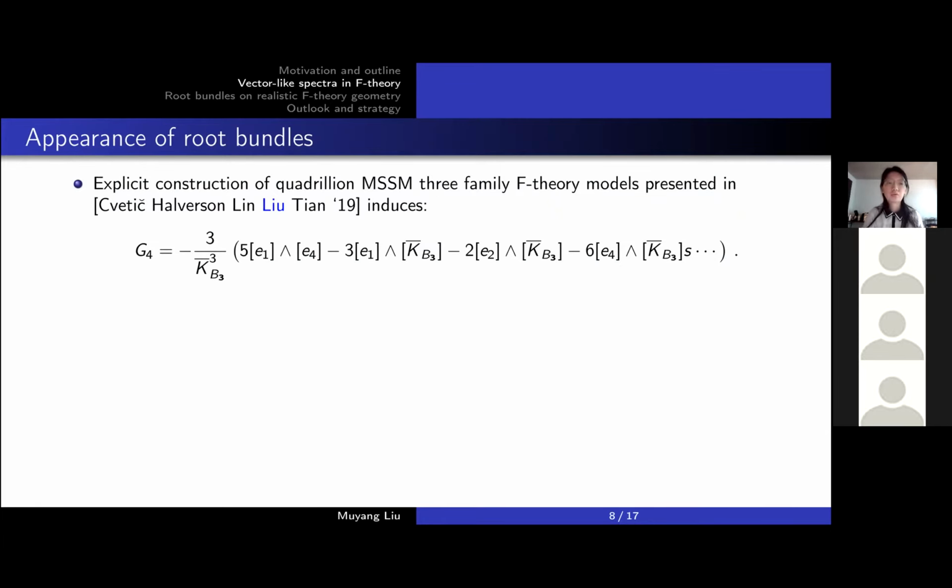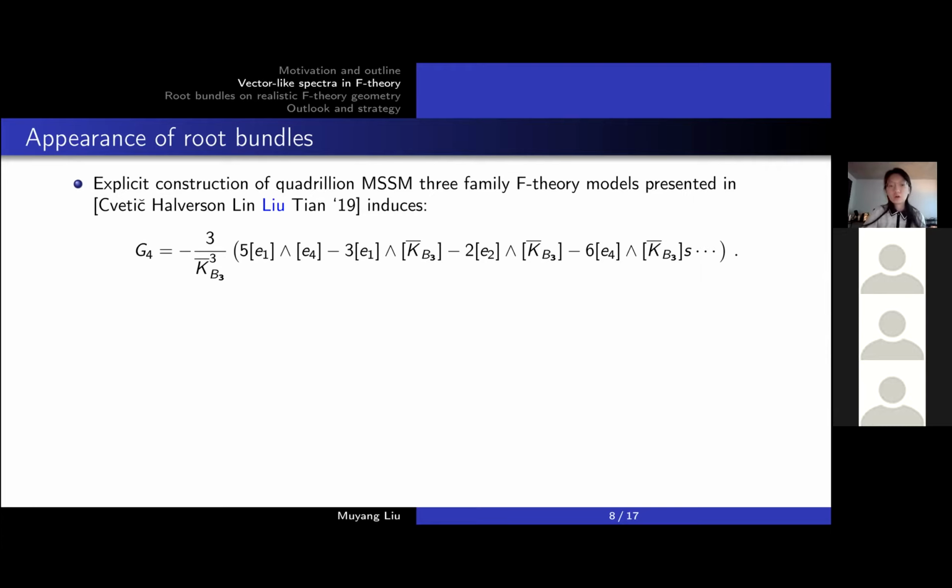Now I want to present our latest progress on how to explicitly construct the global section counting in realistic F-theory geometry. We pick one specific construction inside the covariant Sinan model three family of F-theory models presented by our collaborations with Jim and Tian last year. It induces a G4, the field strength, in the following form. The terms sit inside the brackets. Luckily, the integral algebraic cycles sit inside the H^{2,2} over Z.